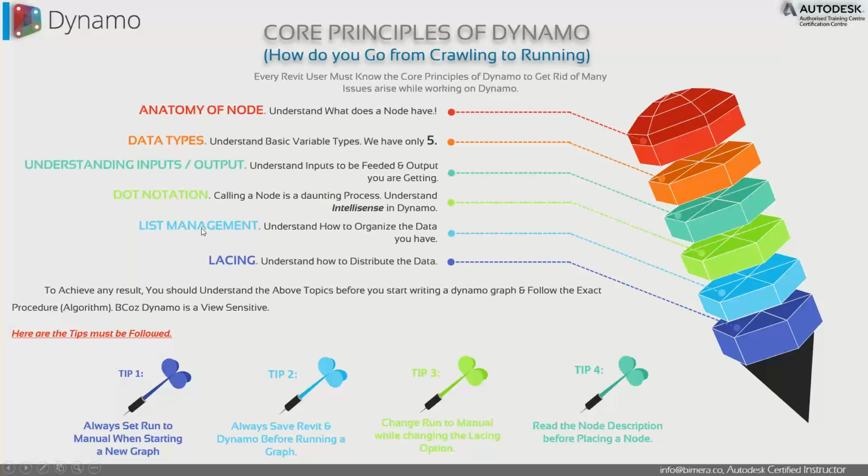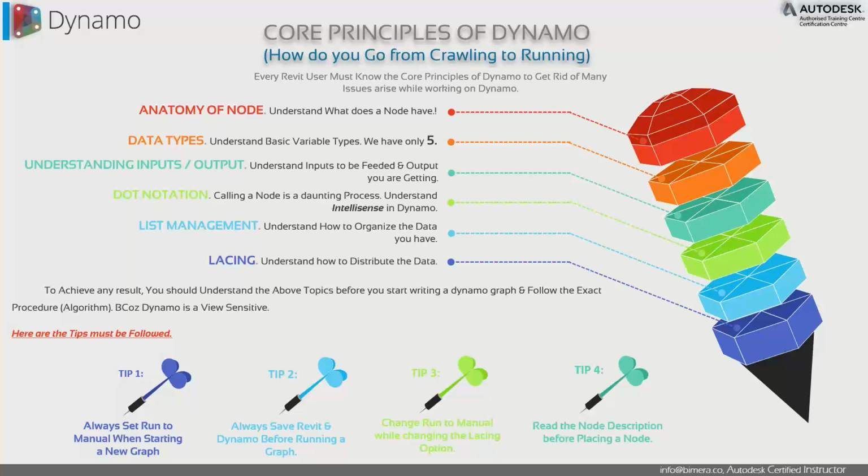The list management is again a part of organizing the data. If you don't understand how to play with a list, why? Because we don't have a single element in a complete model. We have a lot of elements. For example, consider electrical fixtures, we have a lot. Lighting fixtures, we have a lot. Electrical equipment, we have a lot. These we call a list. So the complete things would be there in a list.